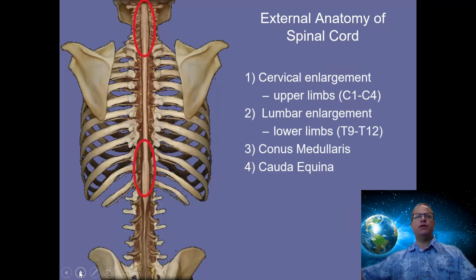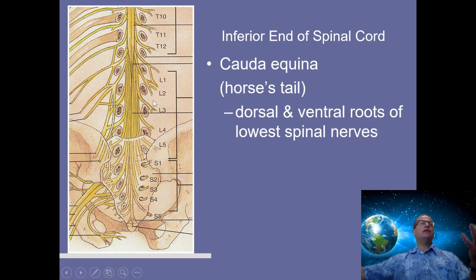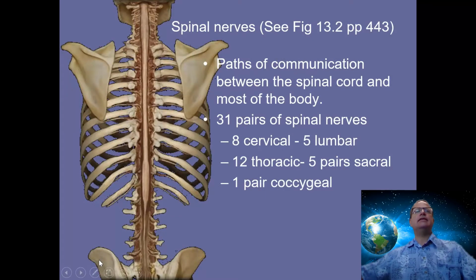Now, cauda equina is basically the horse's tail, and here's a picture of it right here. We call it cauda equina because it does look like a horse's tail. But basically, these are the nerve roots that extend down past the spinal cord and exit out of foramina in between these different vertebrae right here. So it's at the inferior end of the spinal cord and exits out the sacral and lumbar regions and so forth.